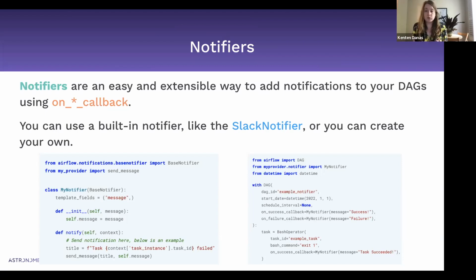One that was released in 2.6 was the Slack notifier. Probably tons of people here use Slack notifications for their DAGs. That's one of the most common notifications we see. Before this, you had to write your own function to do that. There are lots of examples out there. It's not super complicated, but it's just an extra lift for you. Now this is pre-built in. It's going to be part of the Slack provider. And I'll show how you can use this in a little bit.